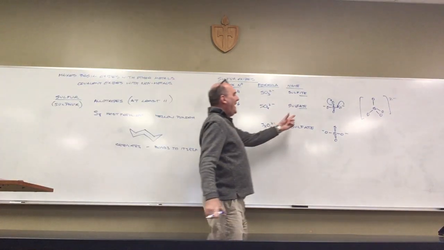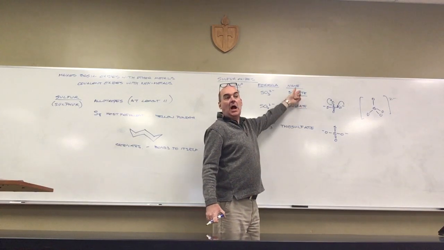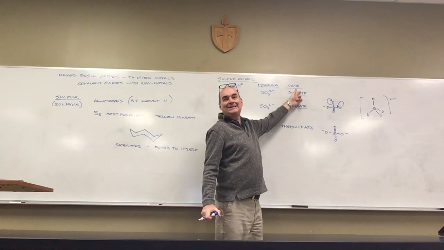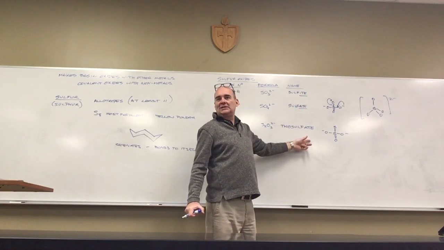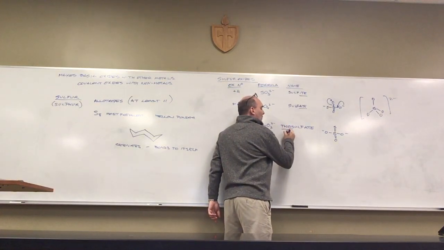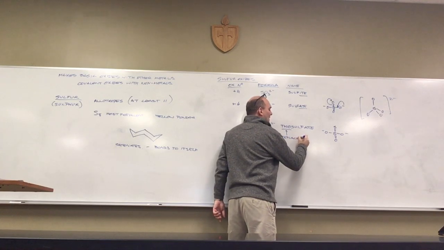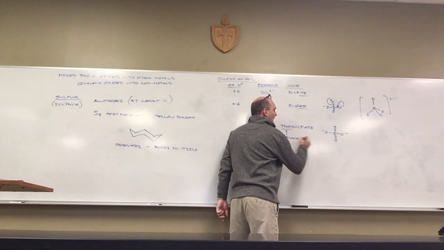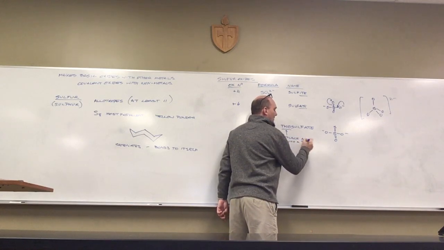So "ate" means negatively charged, contains oxygen. "Ite" means negatively charged, contains less oxygen than "ate". "Ate" means negatively charged, contains oxygen. Thio means replace an oxygen with the sulfur.